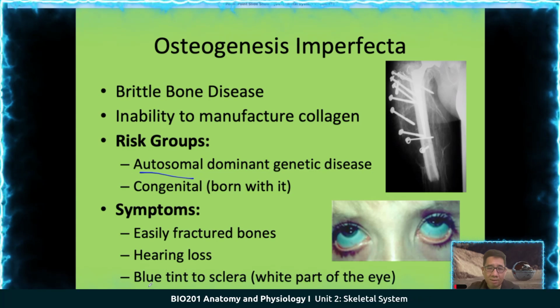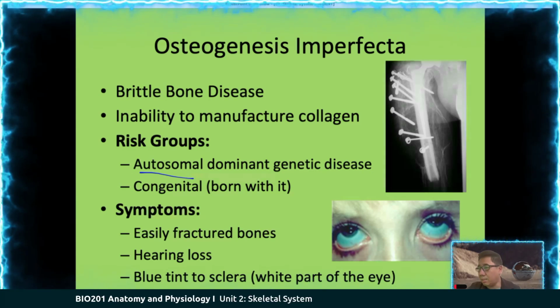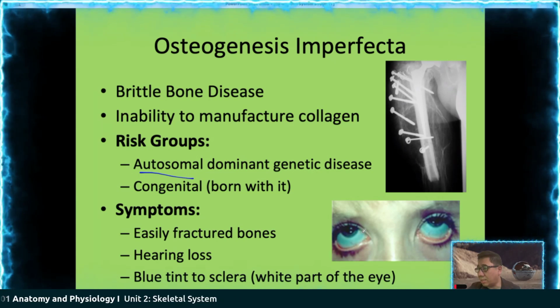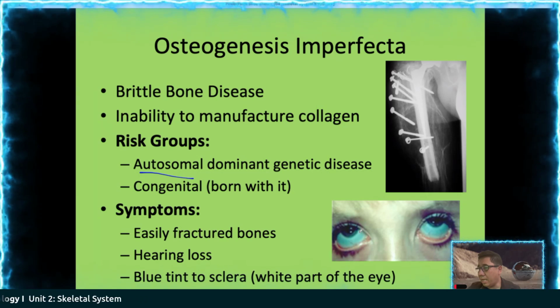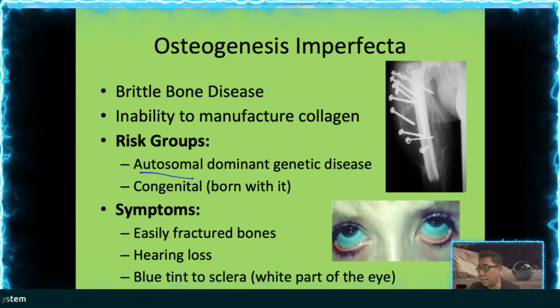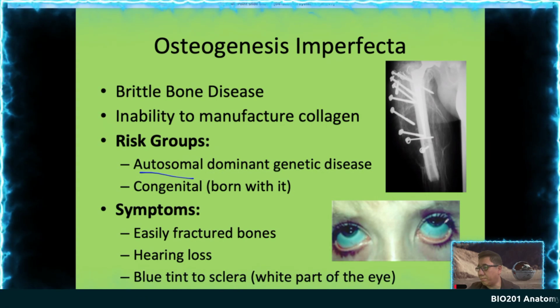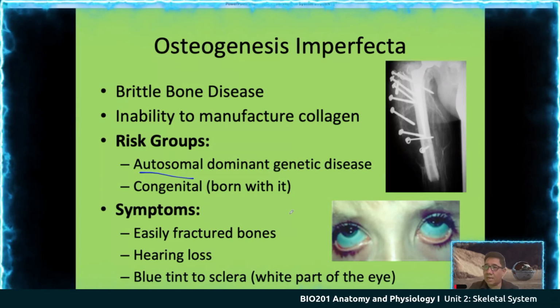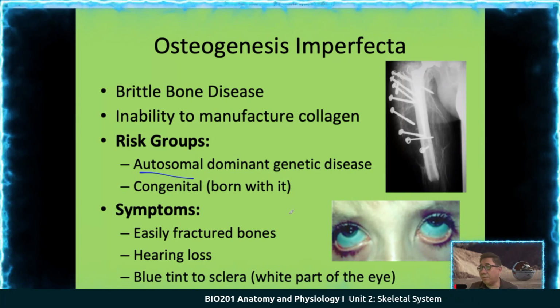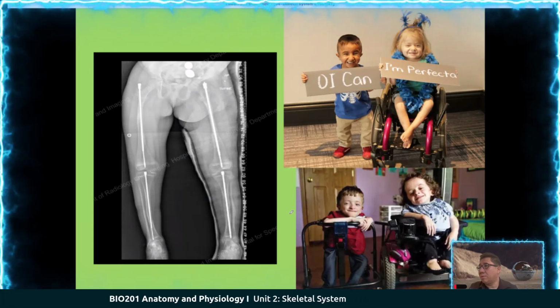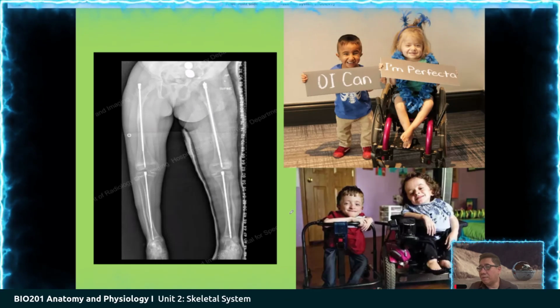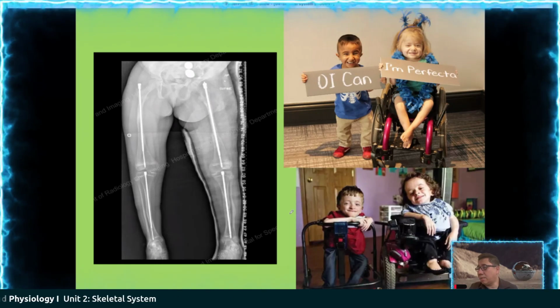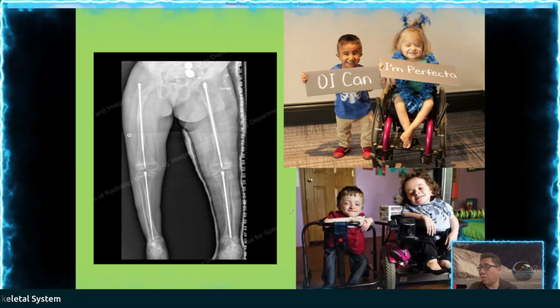You also have a blue tint in the sclera, the white part of the eye. As you can see, this lovely lady has a blue tint in the white part of the eye. So these are the signs of osteogenesis imperfecta. Again, it runs in the family, and you can see these are little kids who have OI.